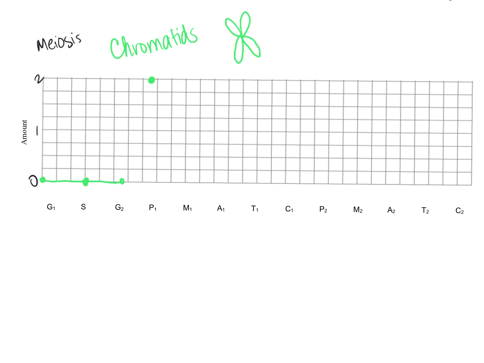So what we're going to say is that during prophase, we have double the number of chromatids you would have in a non-dividing cell. So throughout meiosis 1, the number of chromatids would stay double the amount until we get to cytokinesis. At the end of cytokinesis, the number of chromatids would be the normal amount. However, it would not be the full genetic complement.